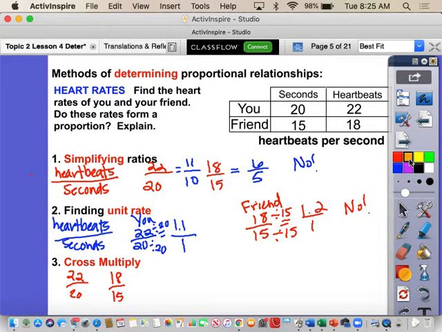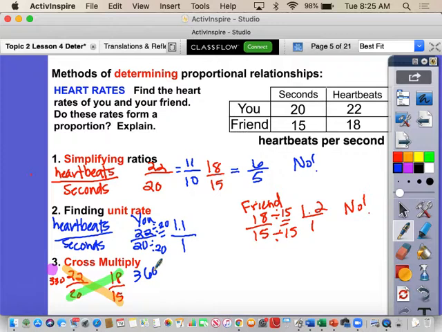What you would do is take your numbers that are diagonally across from each other. So we would multiply 22 times 15. Will y'all do that in your calculators for me and tell me what you get? 330. Okay, so 22 times 15 gives me 330. And then we also need to multiply 20 times 18 since they're diagonal from each other. 360. Okay, so if we got 330 and 360, is that the same number?